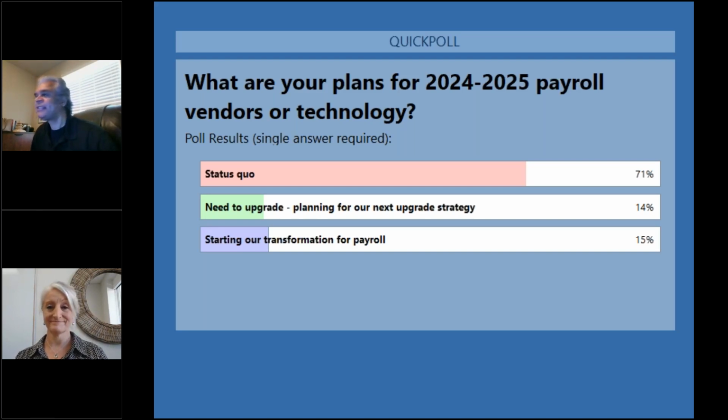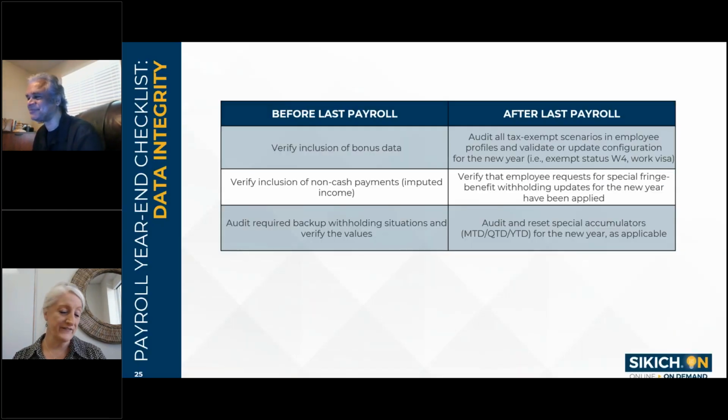Status quo, that's the best status you could ever see, right? 71%, not a bad place to be. Need to upgrade, planning for our next upgrade strategy, 14%, starting our transformation for payroll. So I wish you guys good luck. I'm assuming that you've already chosen what your transformation is going to look like. So good luck with that. Thank you very much for that feedback, guys. Thank you. And we're here for you. If you need any help along the way, you know where to find us.